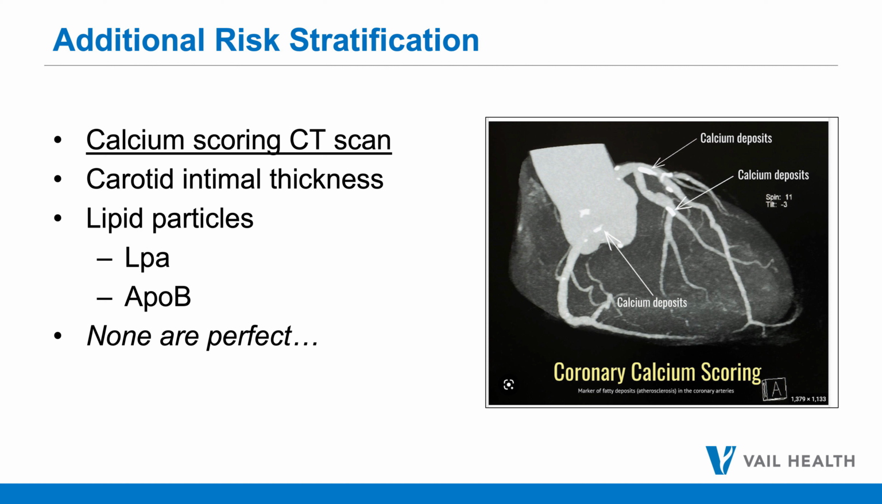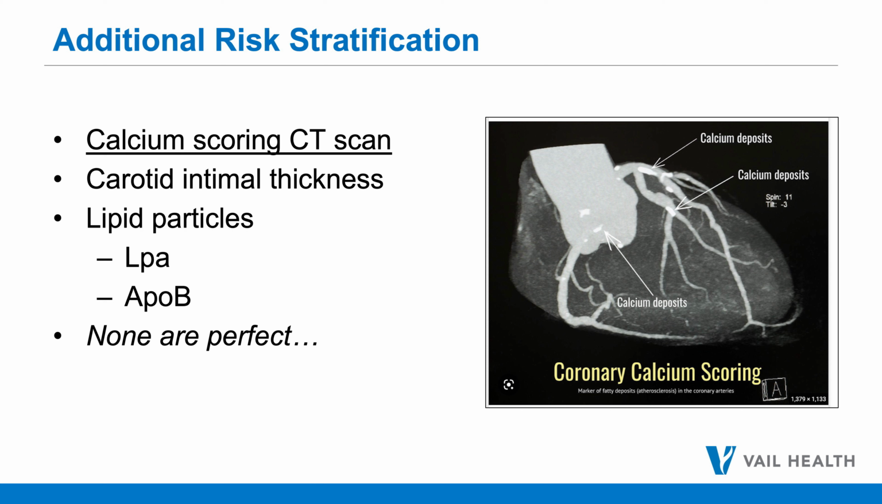Lipid particles. So we can really get down into the weeds. You can do electrophoresis and really get into all the small particles. The ones that are most common are Lp(a) and ApoB. And they do have some benefit to knowing them, kind of. I put them in the category of, if I need a tiebreaker type of thing, and that's kind of where I put all these things.